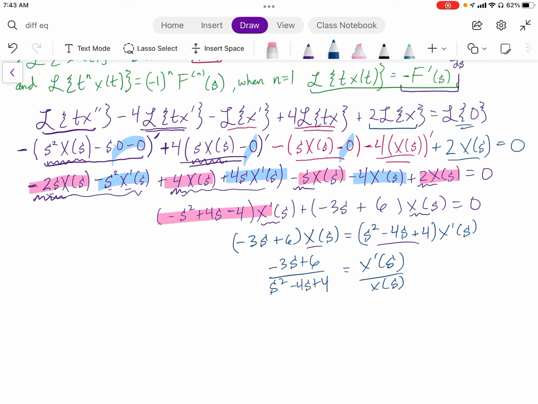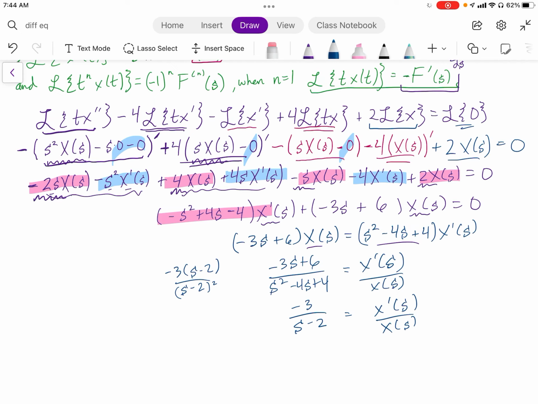Okay, we should be able to simplify first. If we factor the numerator, we have negative 3 times s minus 2. In the denominator, we have s minus 2 squared, perfect. So reducing that, we have negative 3 over s minus 2 equals x prime of s over x of s.